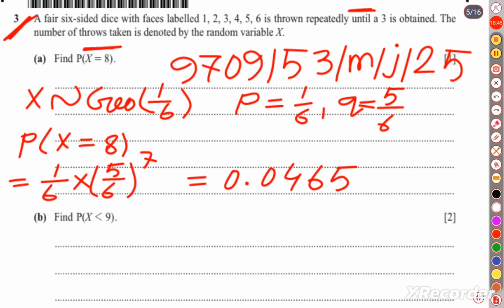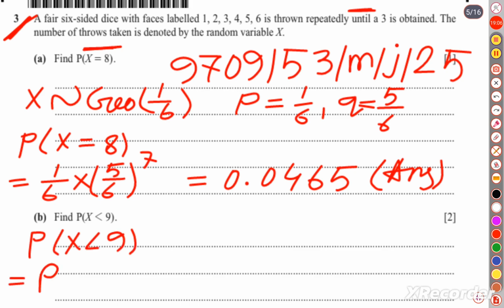0.0465 if we round it up to 3 significant figures. Well, then let's move on to the next question. It says find the probability when it was thrown x less than 9. So it is equal to probability x less than 9. What does it mean? It means actually we obtained A3 on the 8th throw or before that.